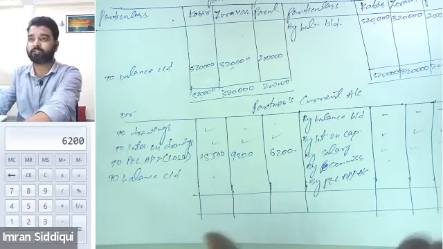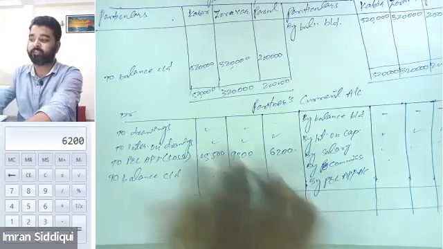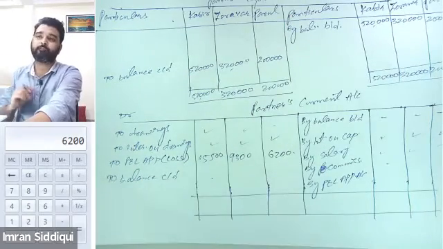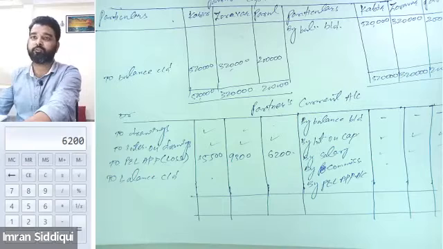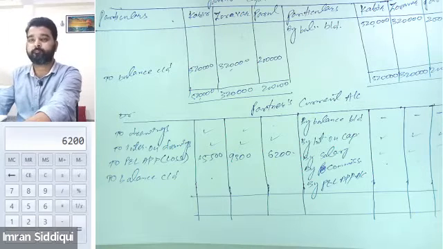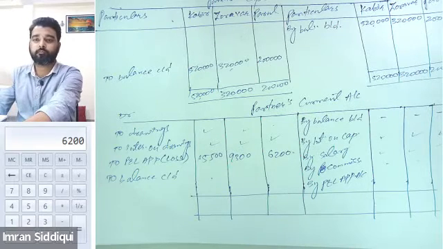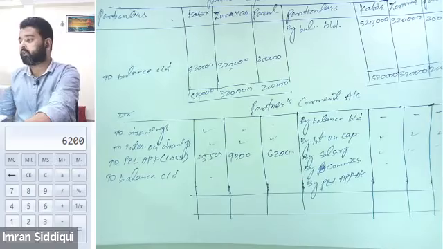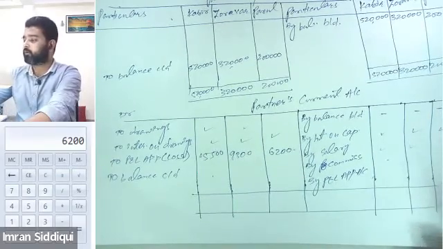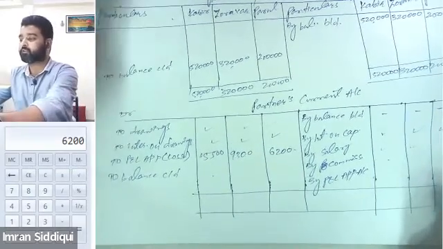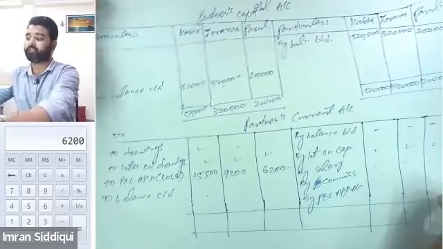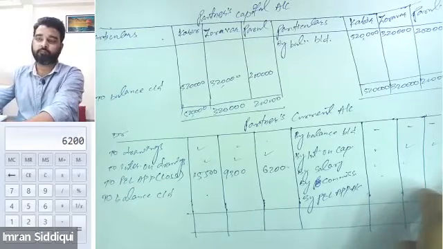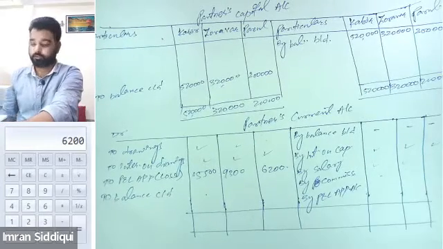I hope this is clear, and I am very sure that you will be able to complete this entire account as well. Tell me yes or no, whether you will be able to finish it or not. Yes, sir. We will try. Okay, so all of you try to complete the partners' capital and current account. Consider this as your homework.